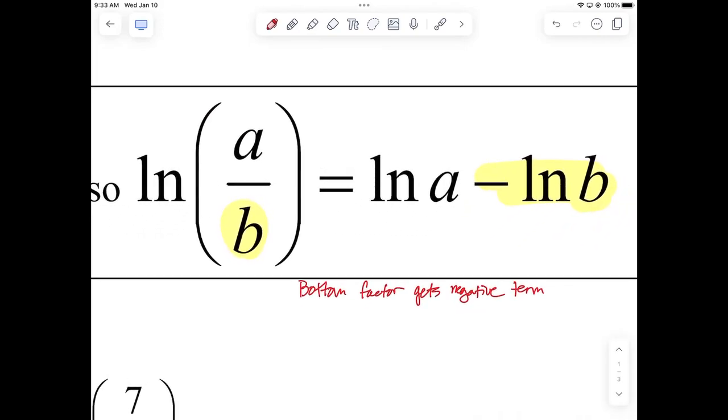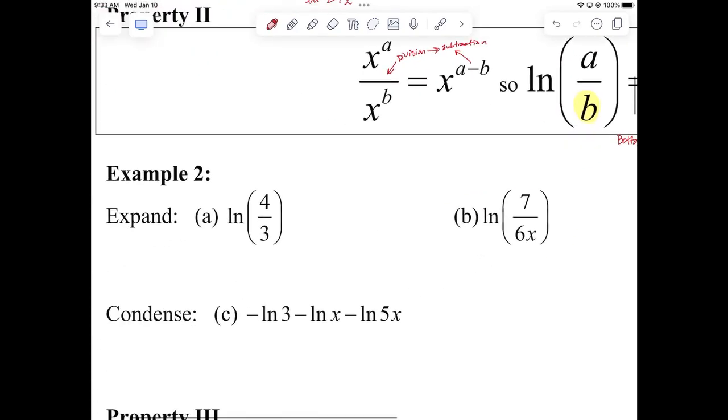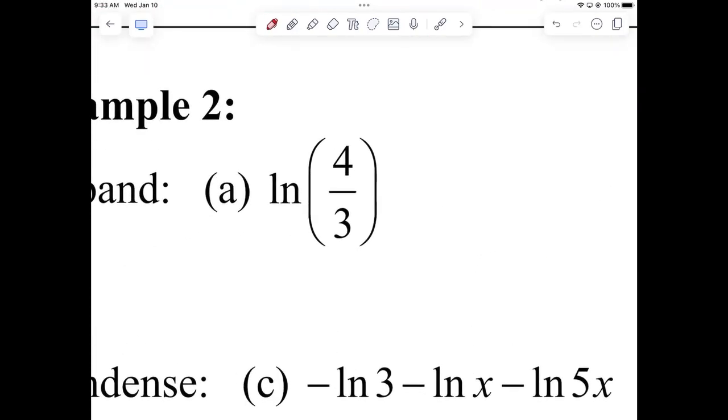Remember, the log is just the exponent. So all we're doing when we're subtracting logs is we're subtracting exponents. All right, let's try it out. The natural log of 4 thirds. Well, that's the natural log of 4 minus the natural log of 3. All right. We took a mountain and we made a molehill out of it. Broke it down into its components.